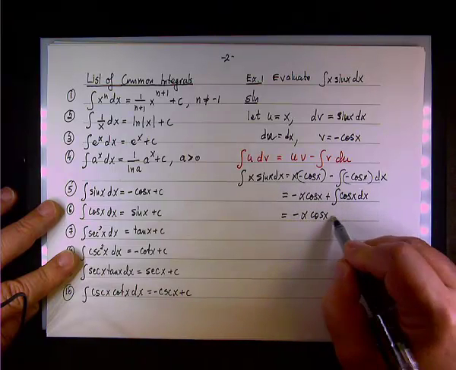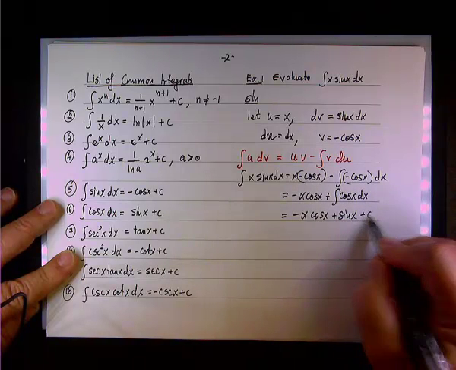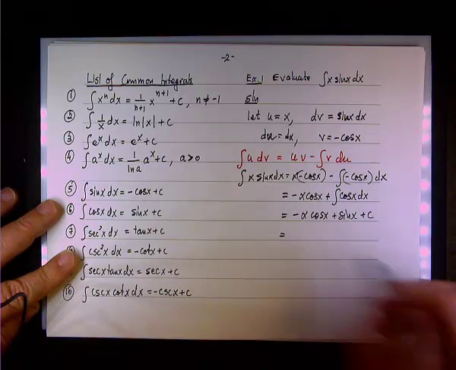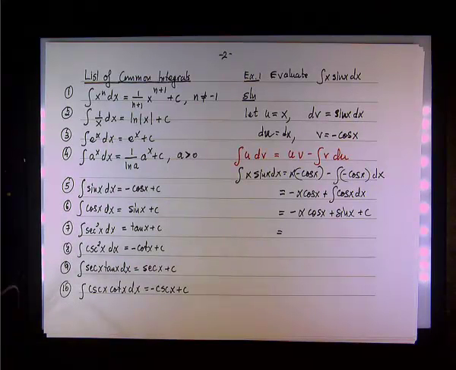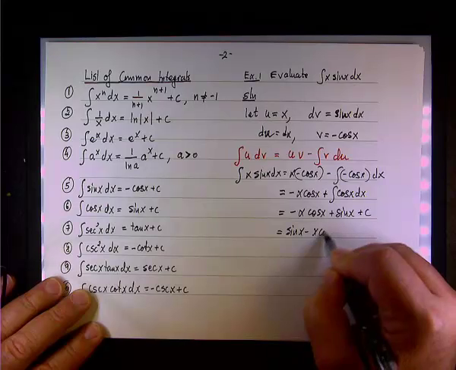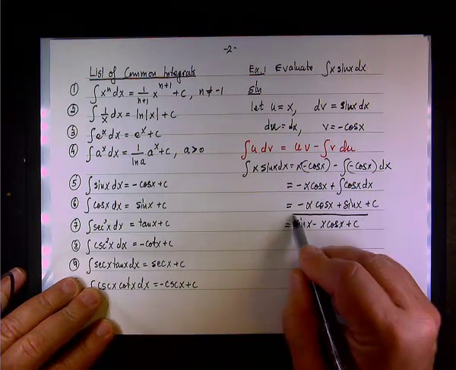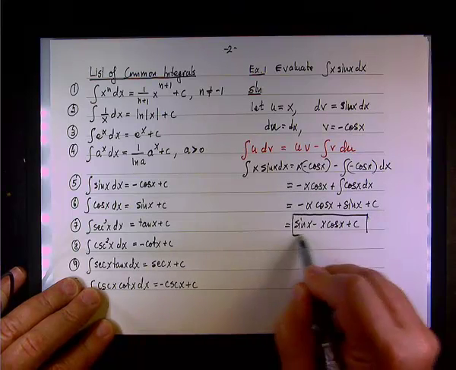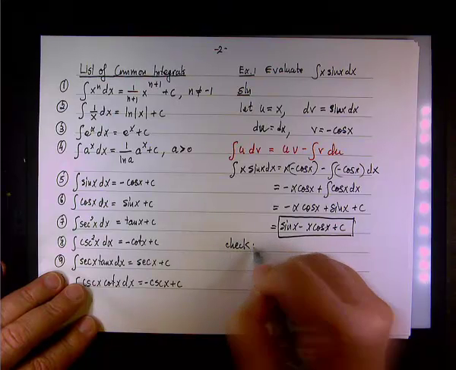We have that already as sine x plus c, so the end result would be negative x cosine x plus sine x plus c. I can leave it like that, or I can write it as sine x minus x cosine x plus c.